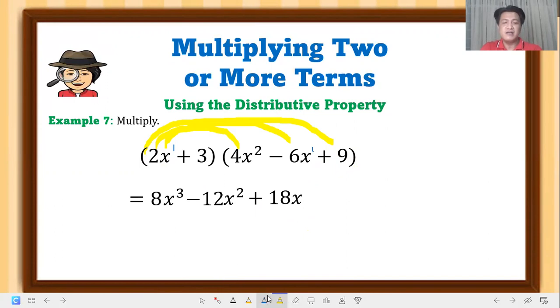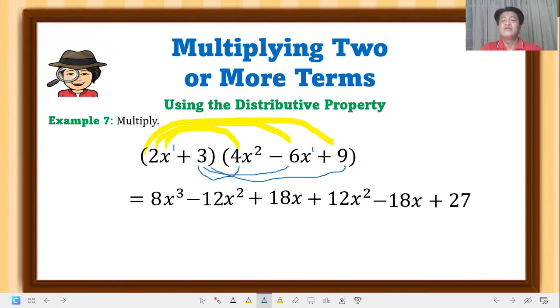Okay, dito naman tayo sa next. We have 3 times 4x squared, meaning to say, multiply mo muna yung numerical coefficient, that will become 12, then copy the literal coefficient. Wala naman kasing x. And then we have 3 times negative 6x, that will become negative 18x. And we also have 3 times 9, that will become 27. Okay, before you simplify this, titignan natin yung like terms. Pag sinabi like terms, magkapares po yung kanilang literal coefficient.